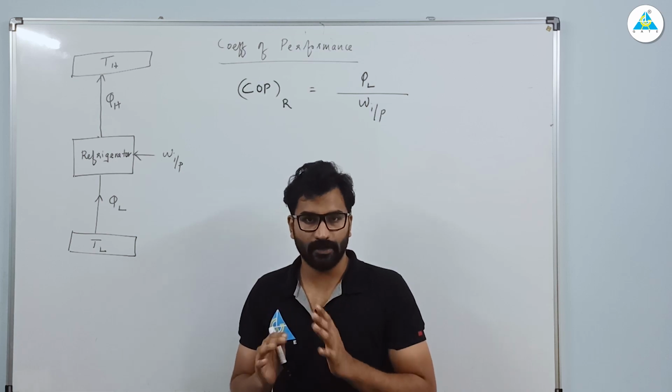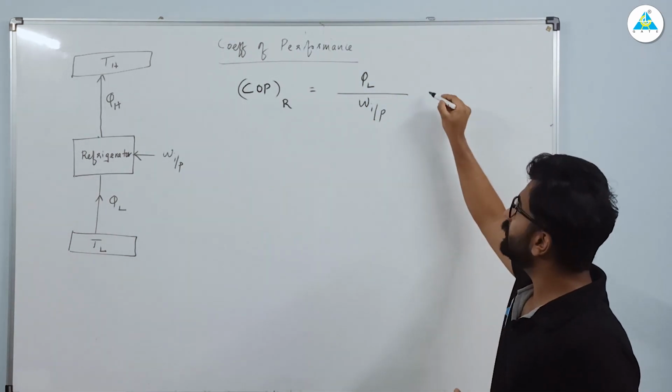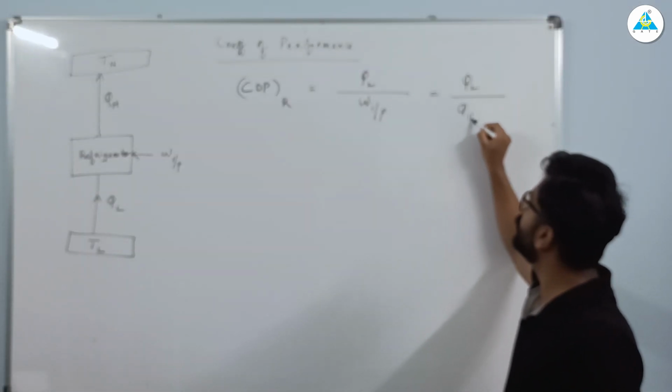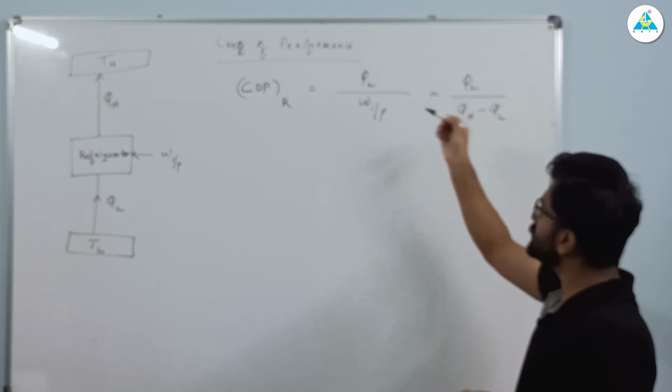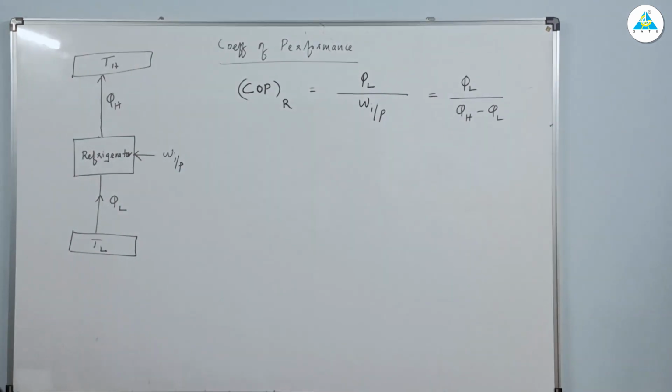Clear? In the refrigerator, now you can see here the work input, can I write it as QH minus QL? So this is the equation for what? Your COP of the refrigerator. Clear? Coefficient of performance of a refrigerator.